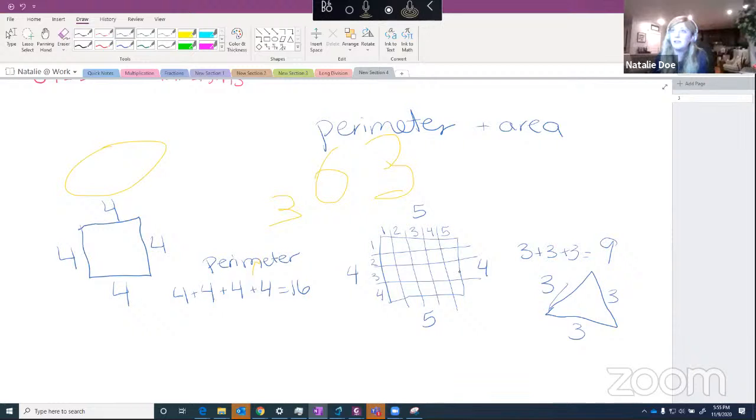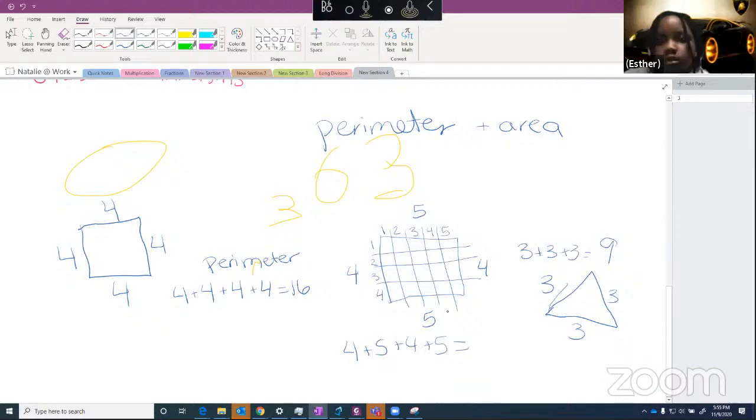So let's take our example here. The perimeter is we add up the lengths of all the sides, right? So for this rectangle, we've got 4 plus 5 plus 4 plus 5. So what's our perimeter for this one? For this guy right here. 4 plus 5 plus 4 equals 13.